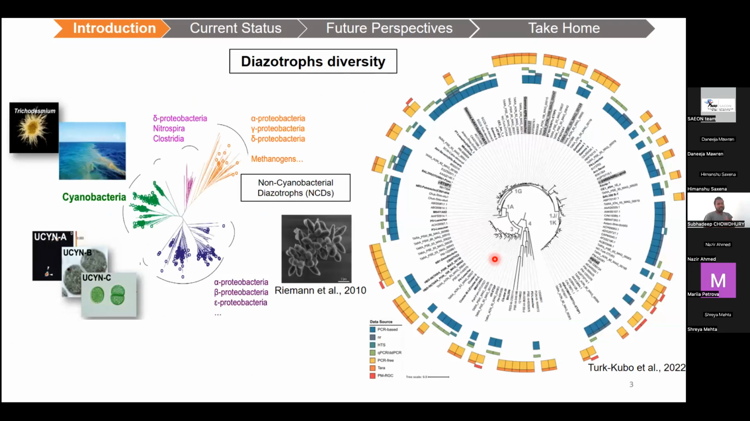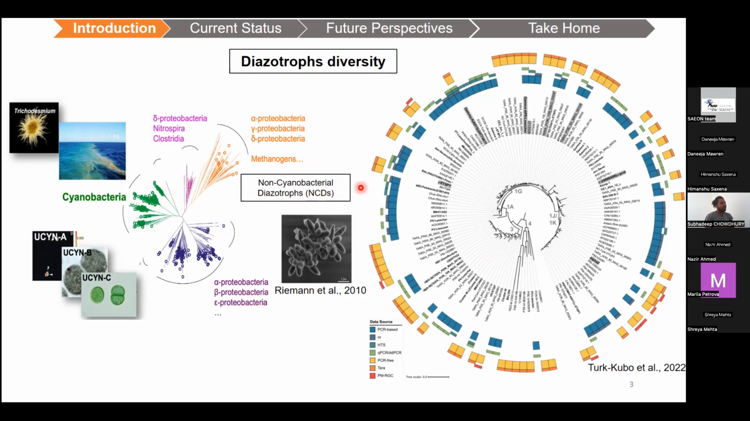If we look into the diversity of diazotrophs, earlier it was thought that cyanobacteria were the main diazotrophs that fix nitrogen, but with growing evidence and recent advancement of molecular tools, we came to know that it's much more diverse than what people earlier thought. Cyanobacteria represent just a portion of the whole phylogeny, where you can see a lot of other different groups. These are collectively termed non-cyanobacterial diazotrophs, or NCDs, and in the following slides I'll also talk about the NCDs.